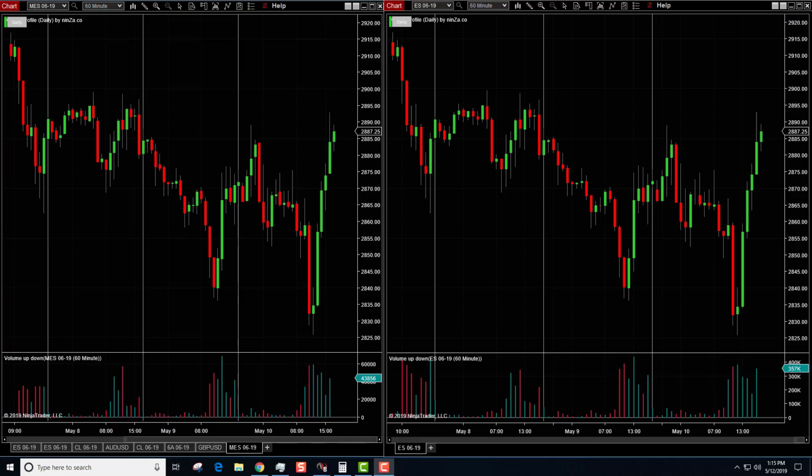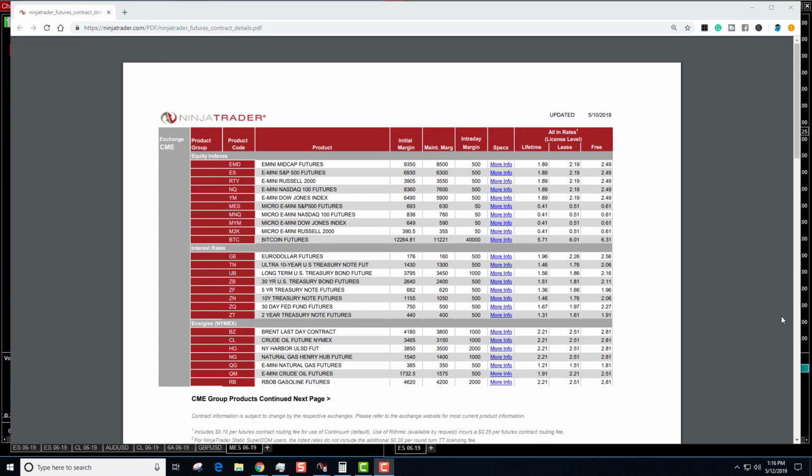All right, benefit number 1 is margins. So what are margins, you may ask? Well, margin is the amount of money that it takes you to put on the trade. So here's a real quick rundown of what the margins look like.